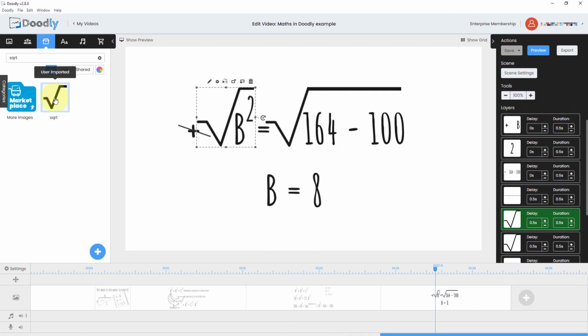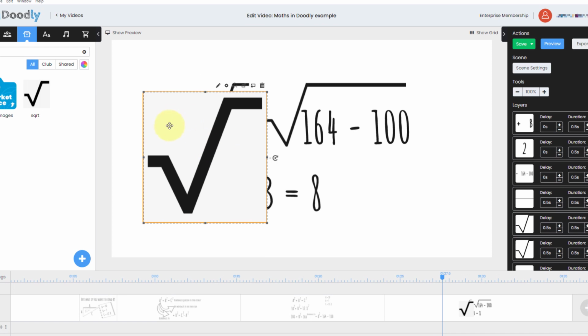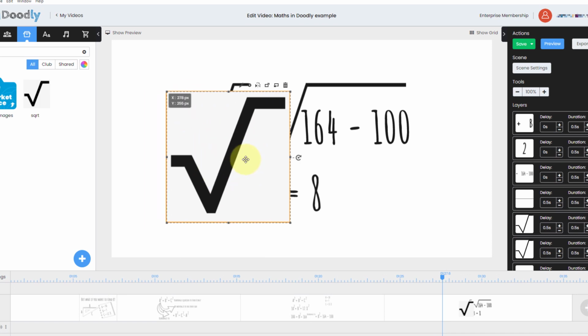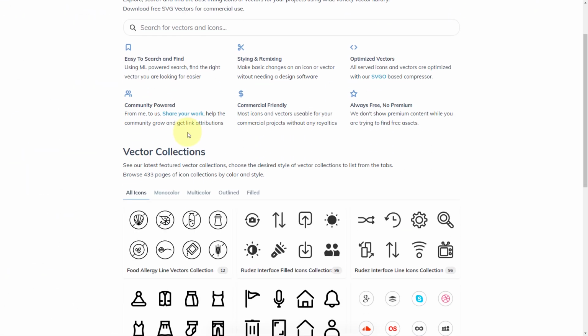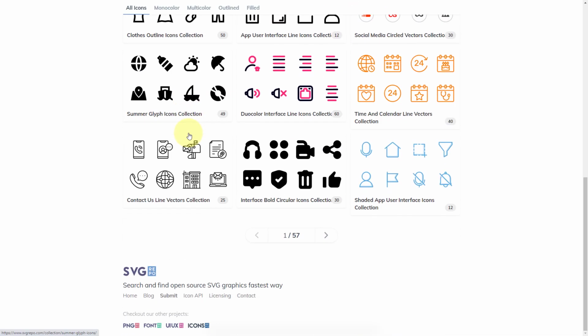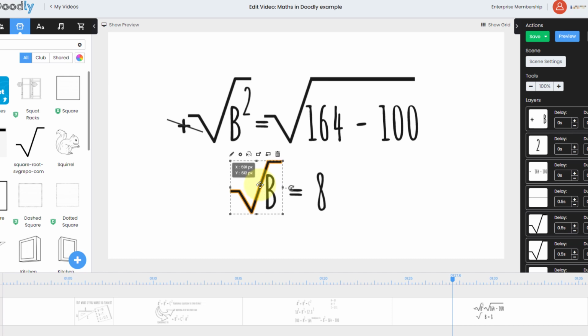So I went on the internet and I downloaded some square root images. This one is a PNG, I think, and it doesn't have a transparent background. So you can see it has white and it's going to obscure what you want to cover. So that isn't going to work for you. So I went to SVG Repo and I managed to find a square root symbol. That square root symbol is an SVG, so it's transparent and it's infinitely scalable.